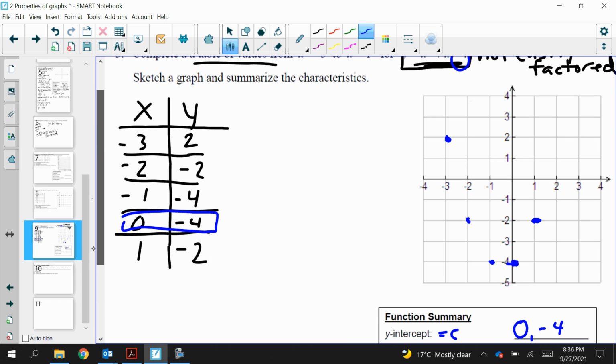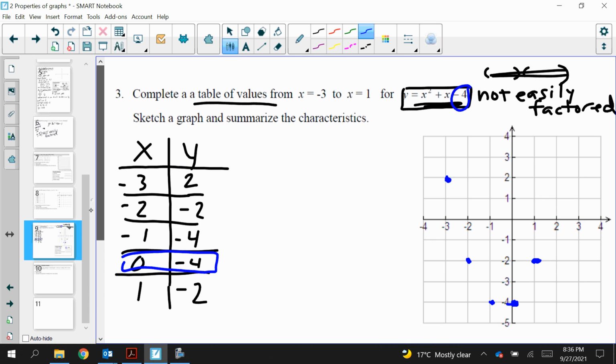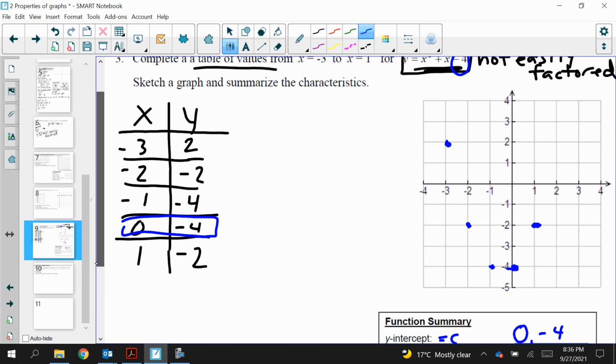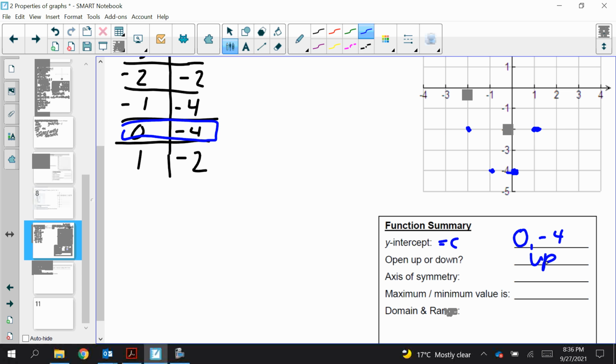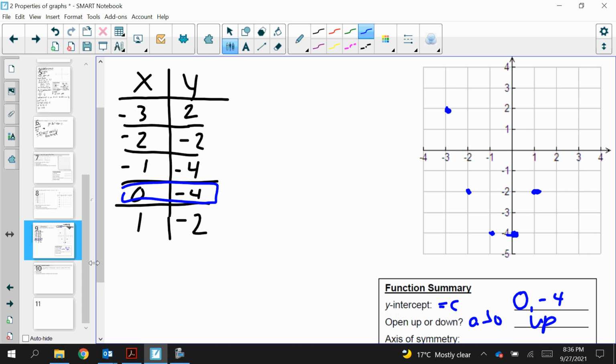The direction of opening, if we hadn't plotted this out, we would be able to figure it out because our a value is positive, so it's going to open upwards because a again is greater than 0. Our axis of symmetry, so this one's a little bit different in that we don't have any x-intercepts right now. So we don't have any points along that line right now. It does exist, but we just don't have it.